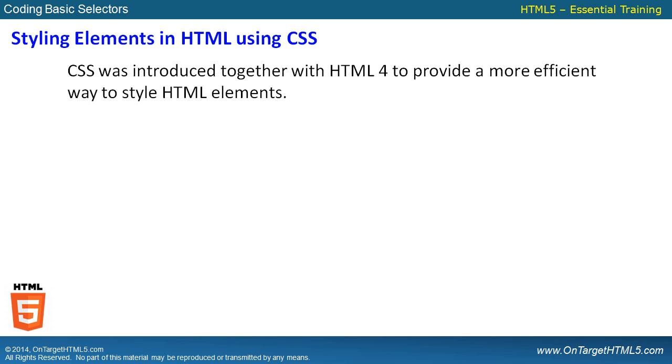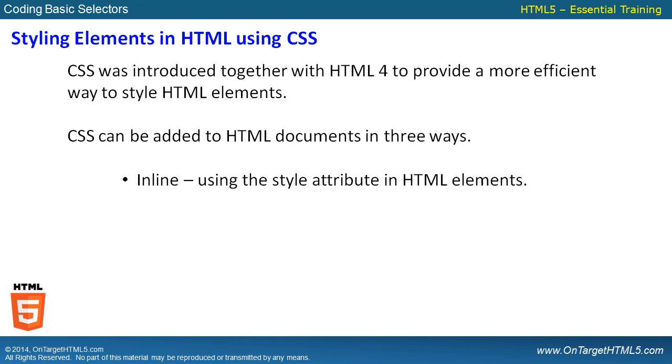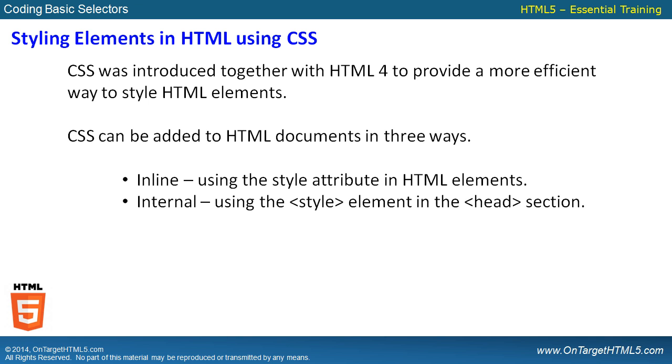CSS was introduced together with HTML4 to provide a more efficient way to style HTML elements. CSS can be added to HTML documents in 3 different ways. We can have inline, using the style attribute in HTML elements to style inline with the element, and we talked about attributes in a previous tutorial. We can use internal styling using the style element in the head section of our HTML document, and we're going to demonstrate that as well as the inline in a few minutes. And external. We can use external style sheets to style our website. So there are 3 different ways that we can implement CSS into our HTML documents. All 3 of these we're going to review in this series of tutorials.